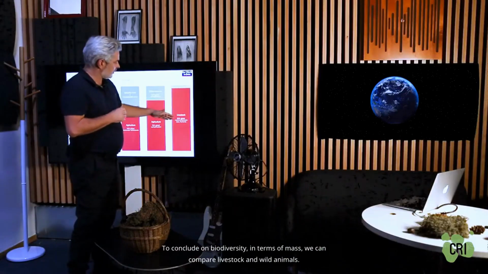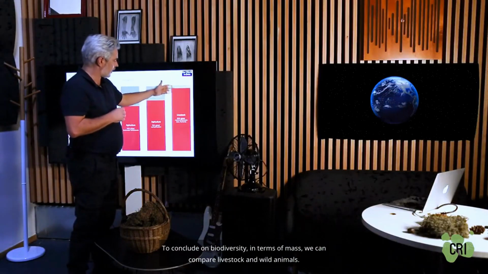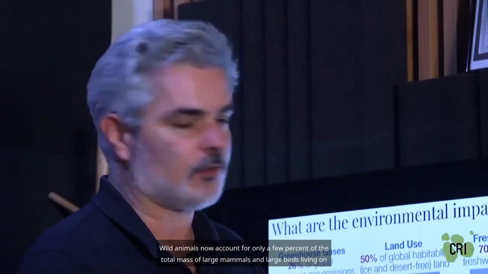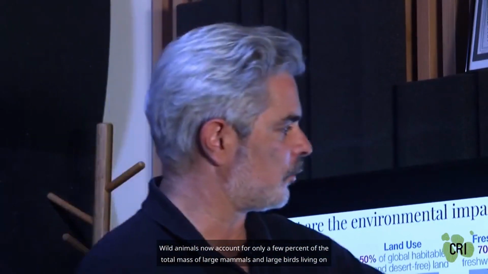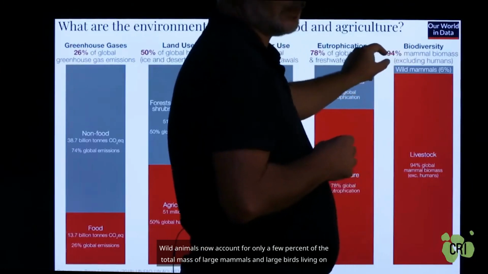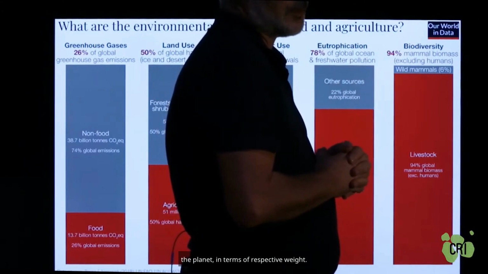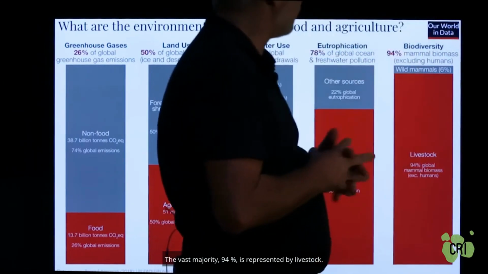To conclude on biodiversity, in terms of mass, we can compare livestock and wild animals. Wild animals now account for only a few percent of the total mass of large mammals and large birds living on the planet, in terms of respective weight. The vast majority, 94%, is represented by livestock.